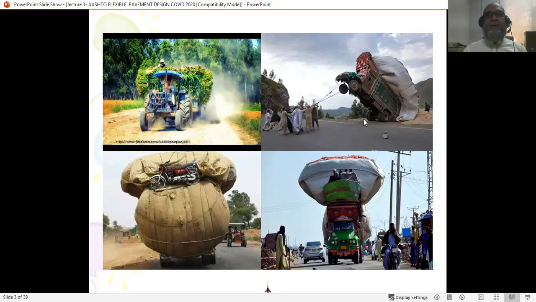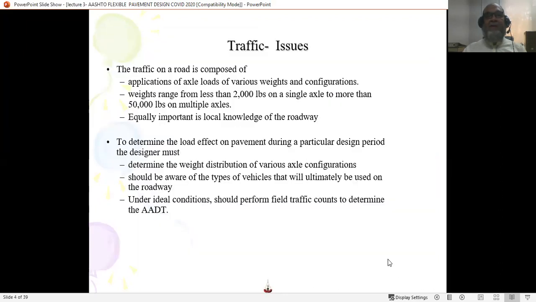Actually, all these vehicles are not loaded, but they are very overloaded, and that's why our pavement fails prematurely. So, what we can do is to try to estimate this load on the road as accurately as it could be. So, what are the issues while knowing the traffic?